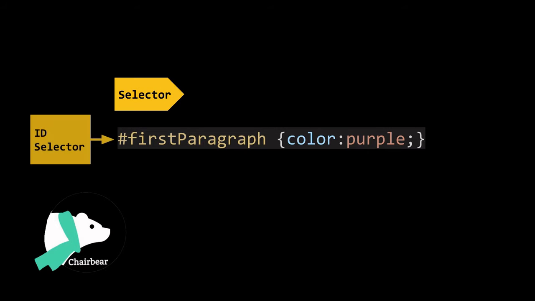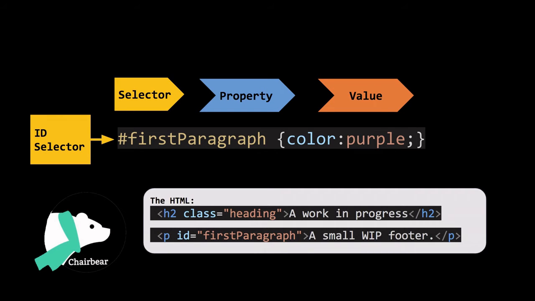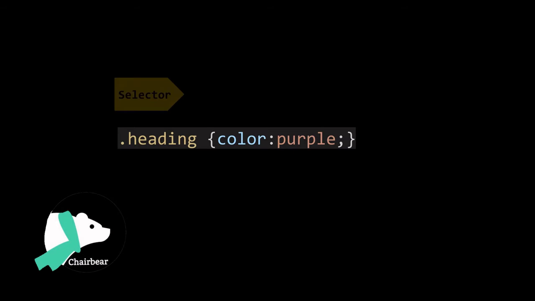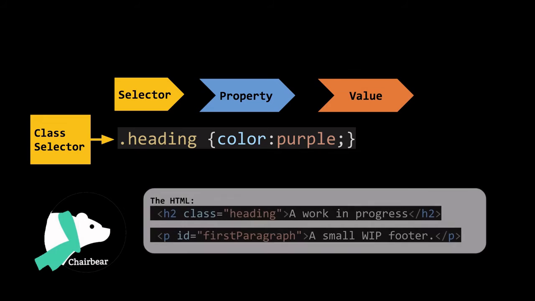ID selectors allow you to style an HTML element that has a specific ID attribute regardless of its position in the document tree. To select an element with a specific ID to style, use a hash character followed by the ID name. Class selectors work in a similar way. To select an element with a specific class to style, use the dot character followed by the class name. The major difference between them is that IDs can only be applied once per page. They are unique. Whilst classes can be used multiple times.